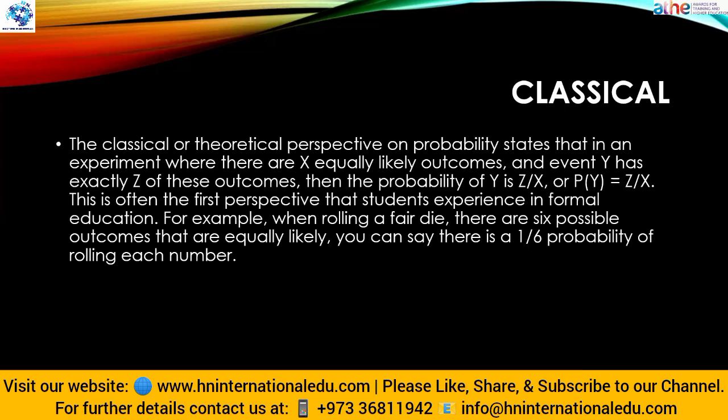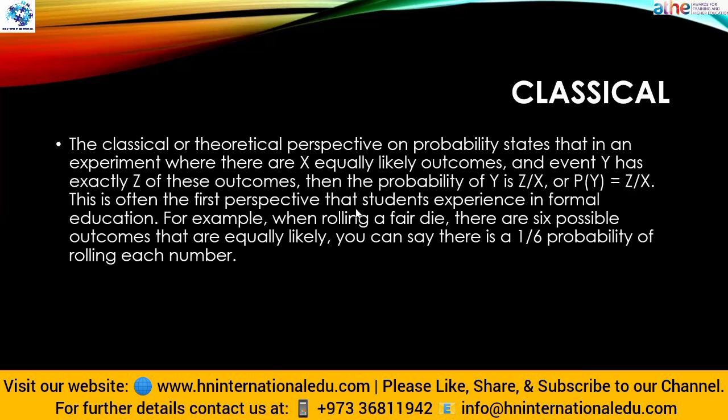then the probability of y is, because y is an event and we have the possibility of occurrence z, we divide z by all the possible likely outcomes, which is x. So P of y is equal to z by x. Z is the number of likely outcomes for the event, out of all the possible outcomes that are mentioned in the experiment.